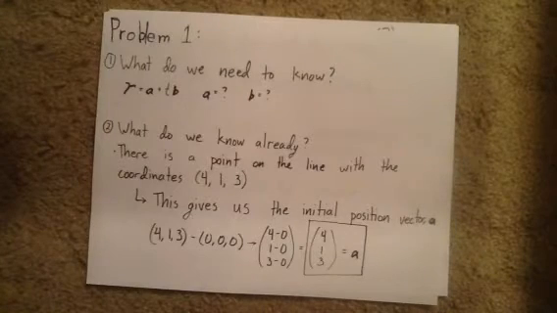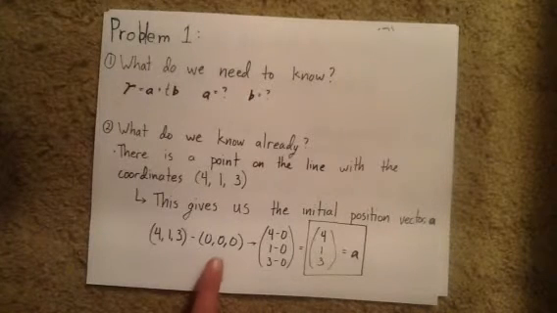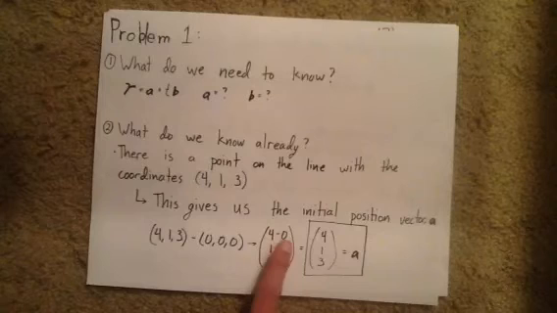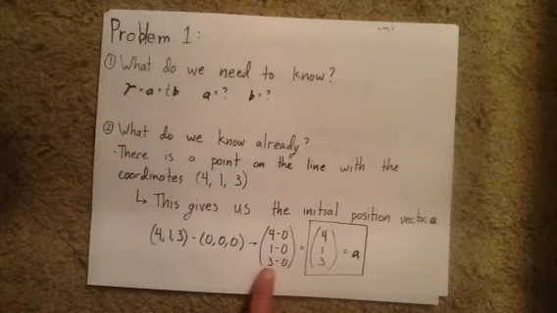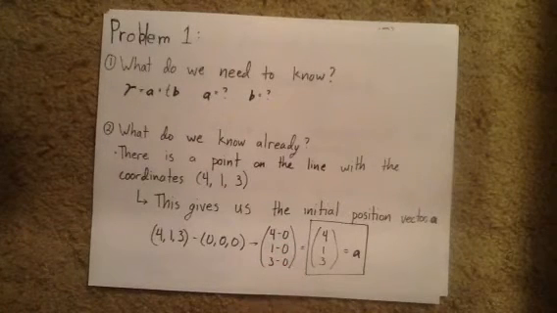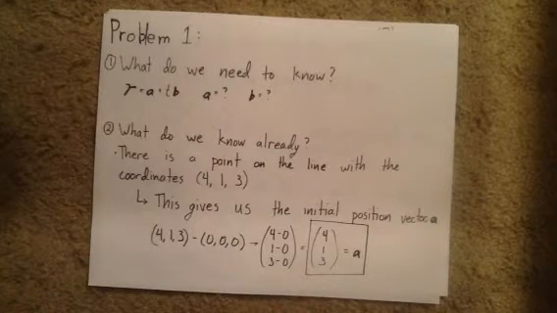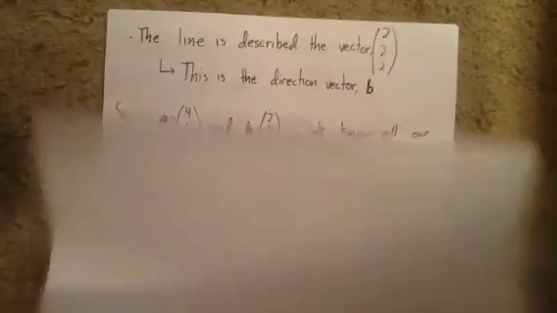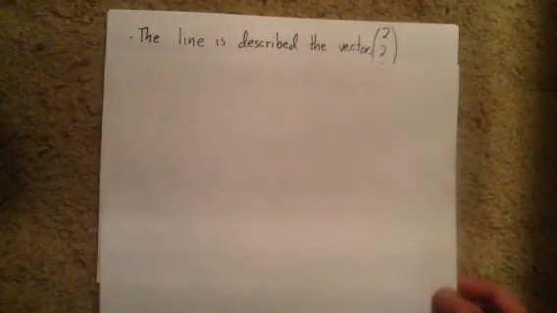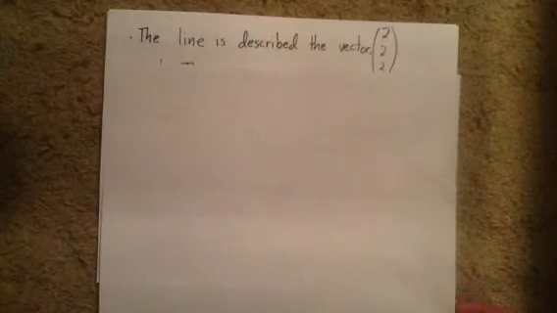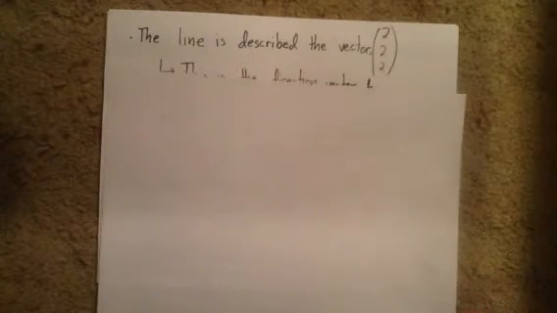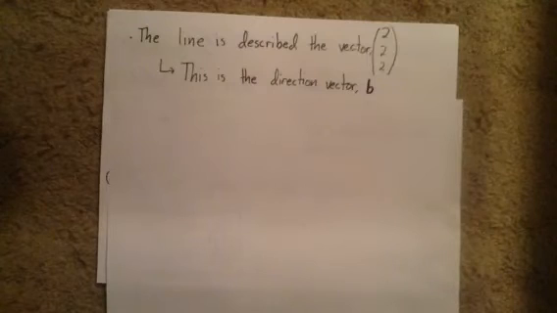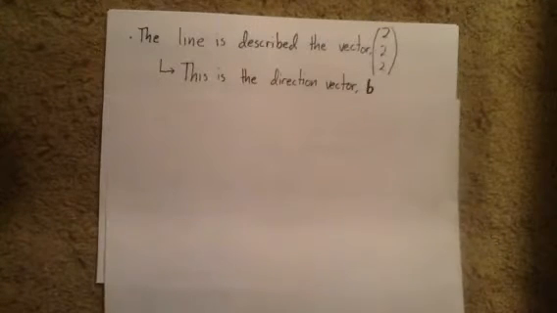To find this, we will do what we talked about earlier, subtract the origin: x minus x, y minus y, z minus z. This gives you in component form 4, 1, 3. This is our variable a, our initial position vector. The second thing that we know is that the line is described by the vector 2, 2, 2. This is the direction vector b. No work required for this one.